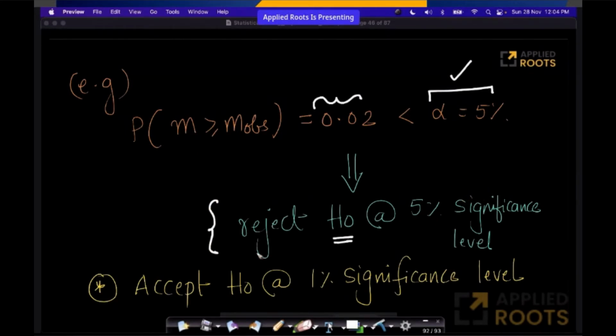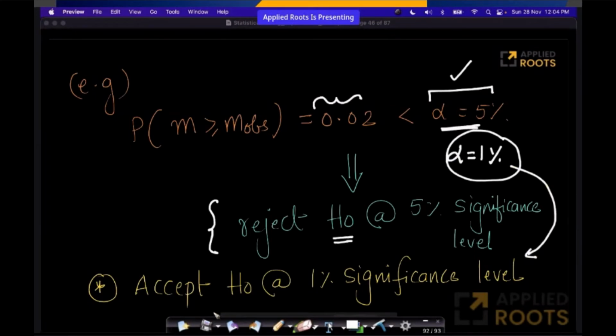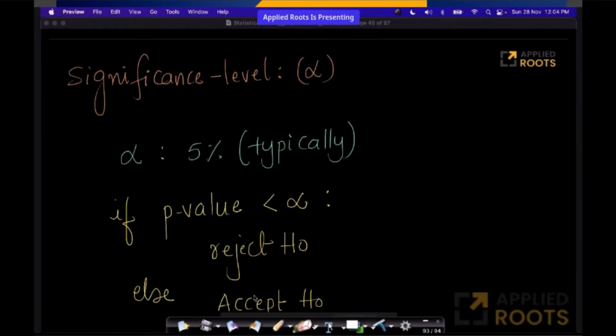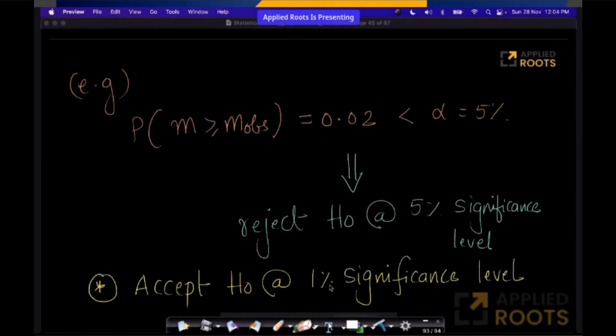Imagine we say, I'm not keen on a 5% significance level. I want to set my significance level at 1%. If your significance level is 1%, then by applying this mechanism, you can't reject the null hypothesis. You will have to accept the null hypothesis because of what you observed. Again, you did this whole probability computation. This is your p-value. Your p-value was 2%, and 2% is greater than 1%.